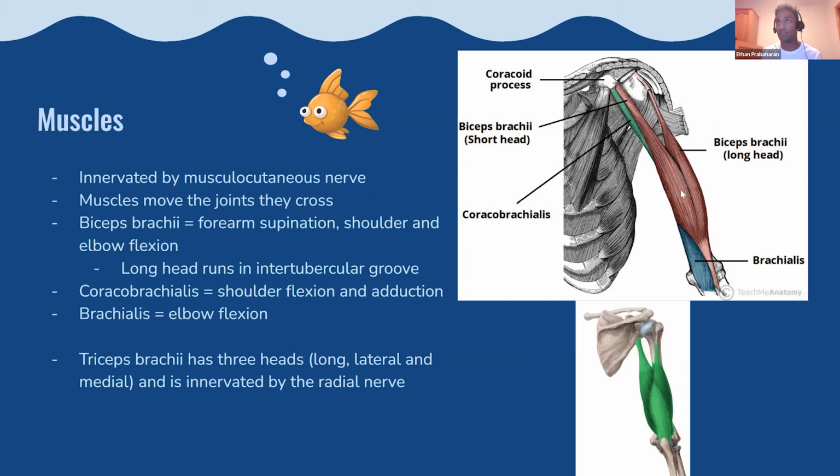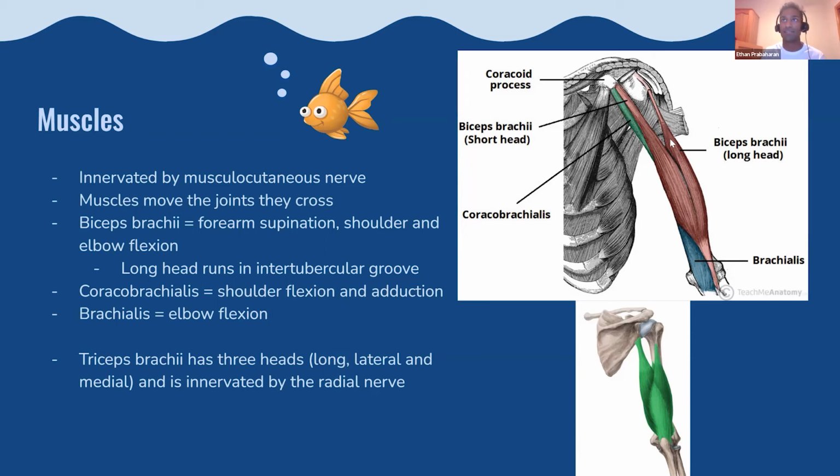So they're actually beneath it. And coracobrachialis is going to be in the proximal half of your humerus, and brachialis is in the distal half. Okay, so coracobrachialis is going to act on the shoulder, whilst the brachialis muscle will act on the elbow.